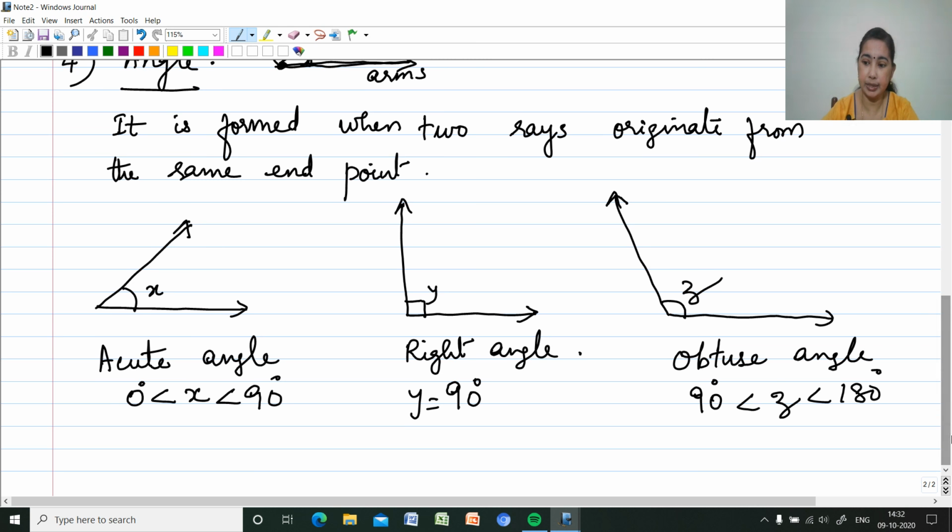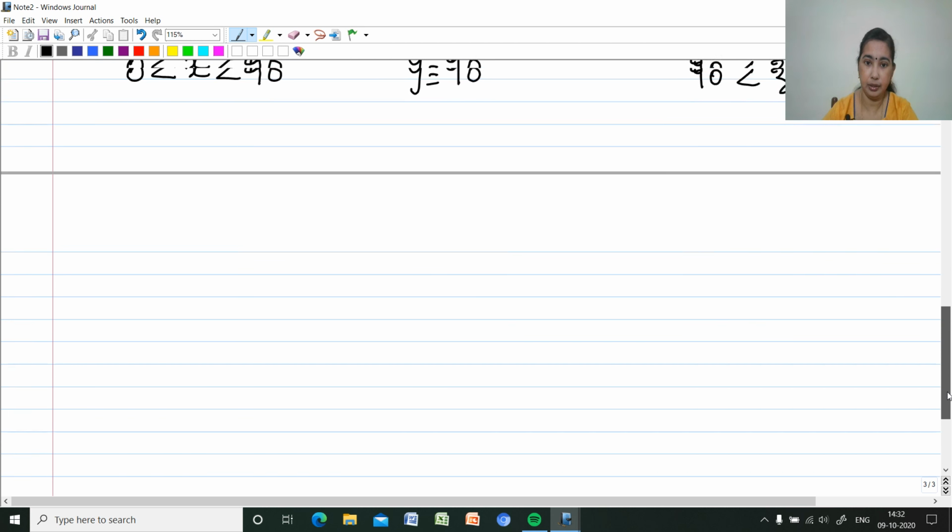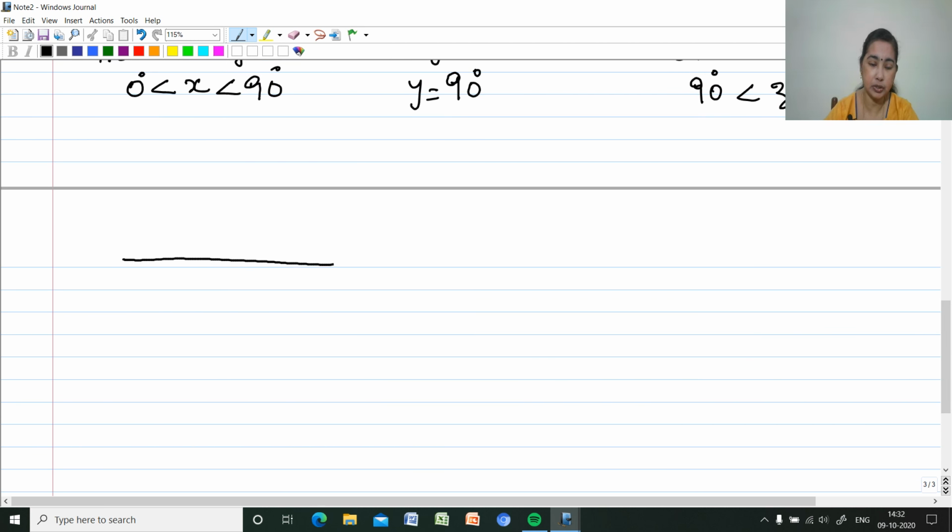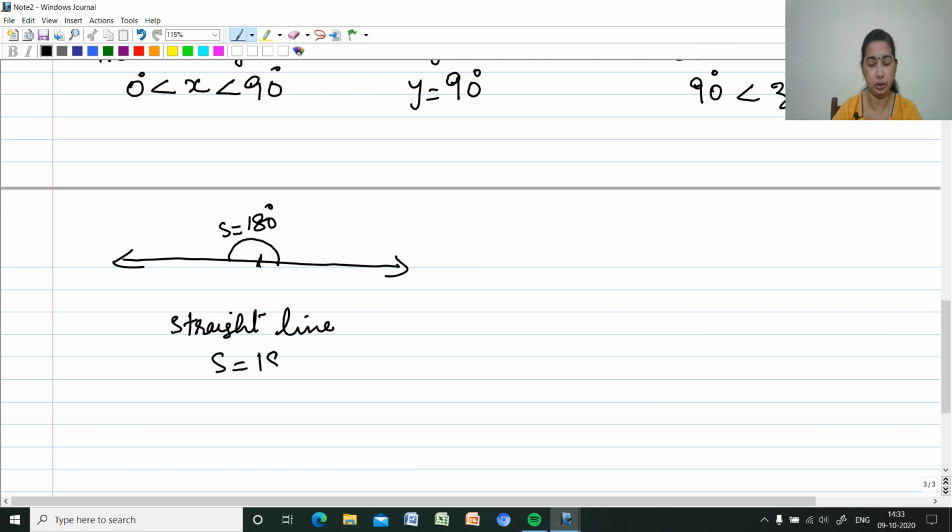Then what about a straight line? This is a straight line. What about the angle here, at the center of that line? How much will this angle measure be? This angle measure will be 180 degrees. So for a straight line the angle will be 180 degrees. If this angle is S, we say S is equal to 180 degrees. Then what about the reflex angle?